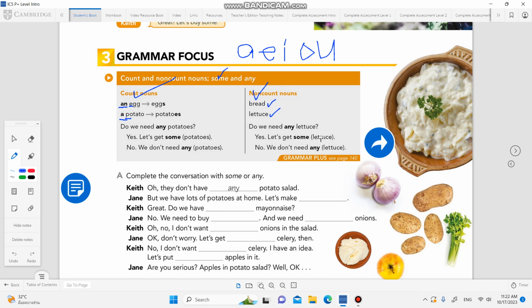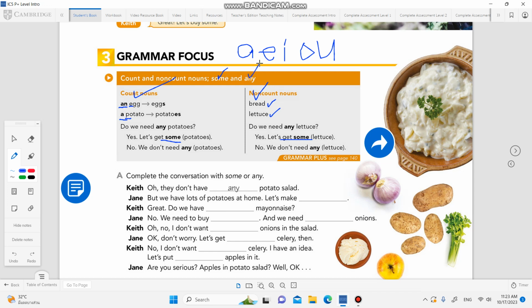I have some very nice animals. Next example, I got some information. Another, I found some water. Okay. Like these examples here below. Let's get some potatoes here. We also have here, let's get some lettuce. Okay. Next is any.